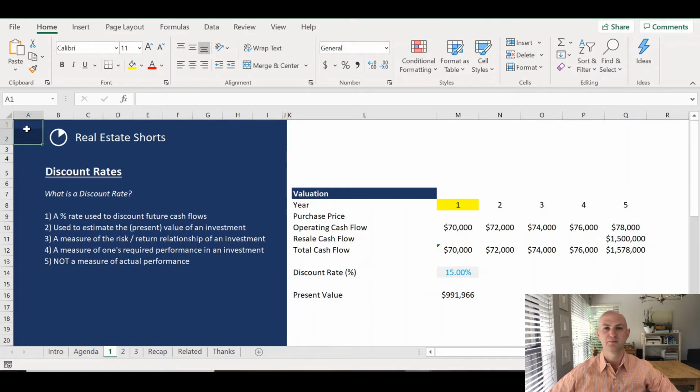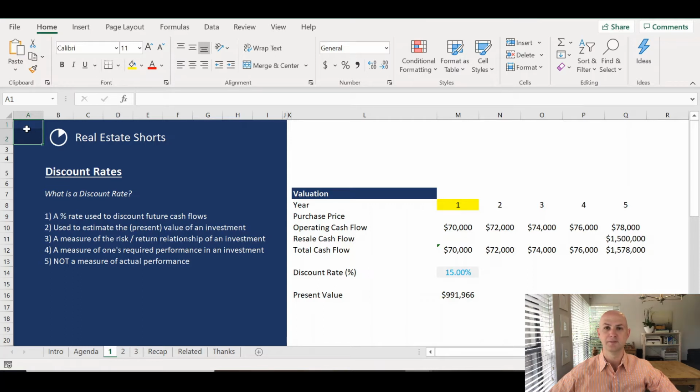So I think it's important to distinguish between the textbook definition and the definition that gets applied outside of the classroom most frequently. The textbook definition is the rate that you use to discount future cash flows to the present so that you can estimate a present value. Another way to describe it is that rate that gets used to discount future cash flows.